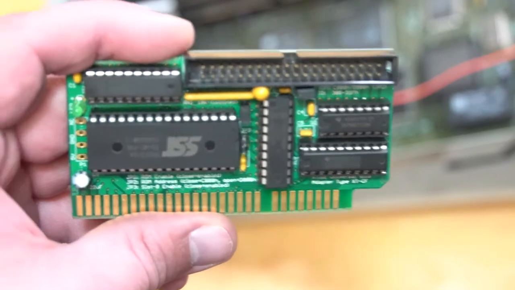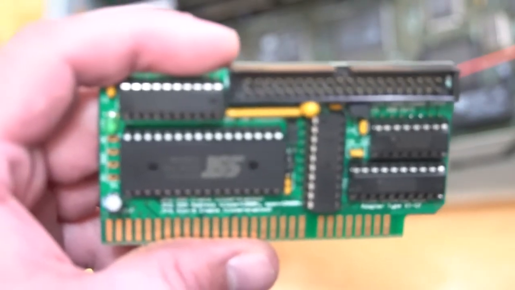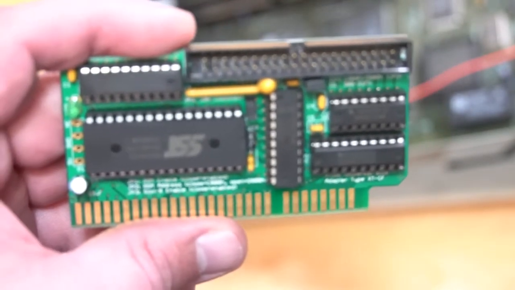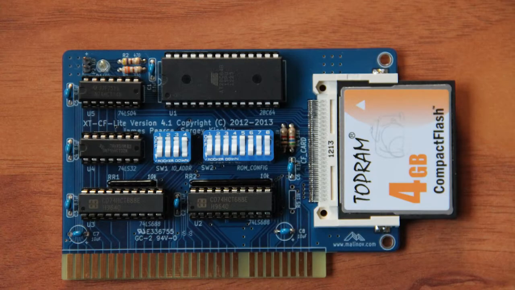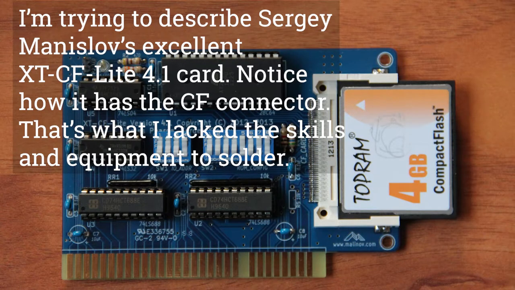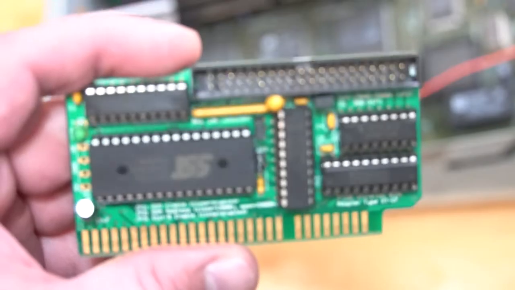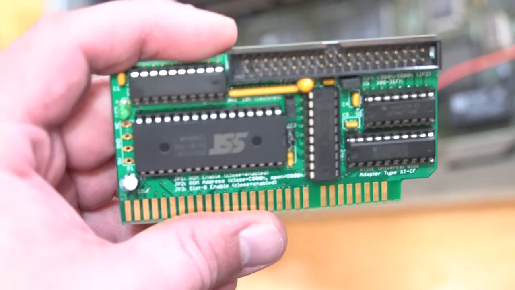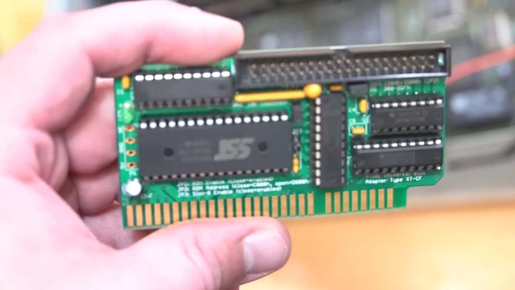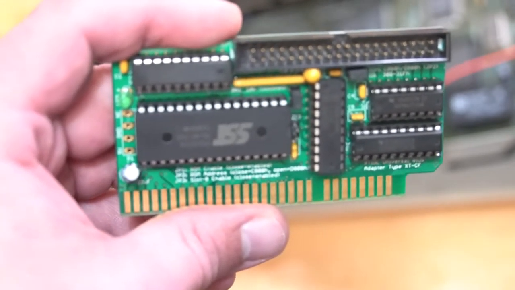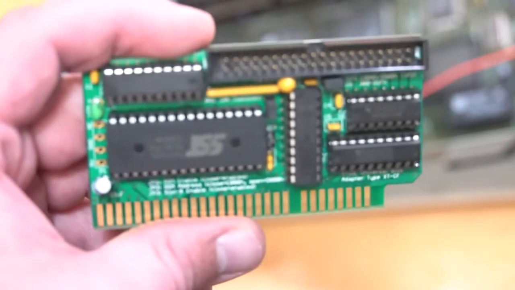So I ended up with two separate pieces. The CF IDE version 3 only needs the card, and then you plug a Compact Flash card into it. It gets its power from the board, but this one, my solution, I needed power.